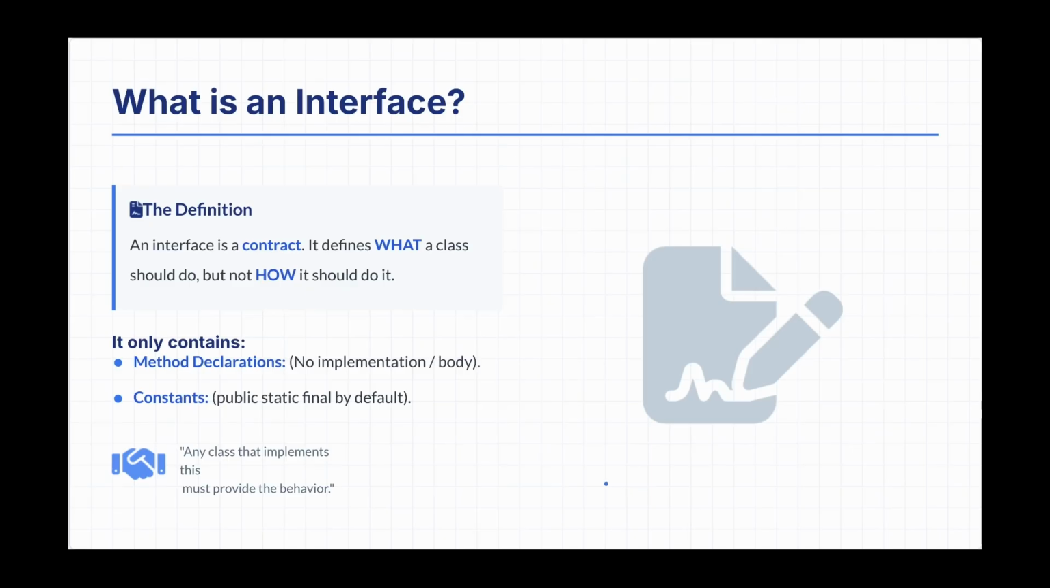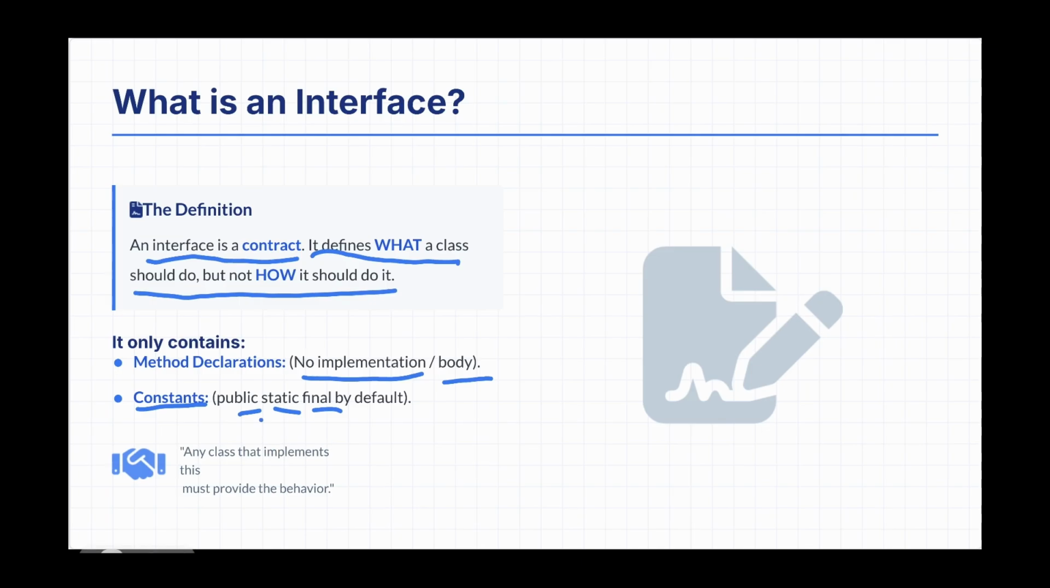Before jumping into interface segregation principle, we first need to understand what an interface is. An interface is nothing but a contract. It defines what a class should do, but not how it should do it. In Java, an interface contains method declarations, no method implementation, no method body, and all variables inside an interface are by default public, static, and final.